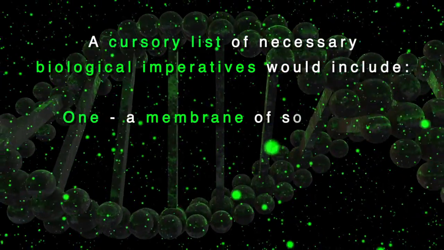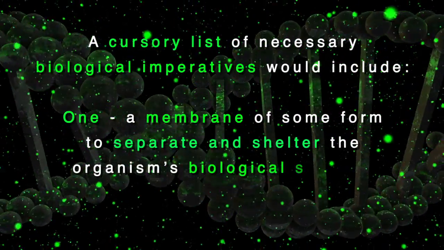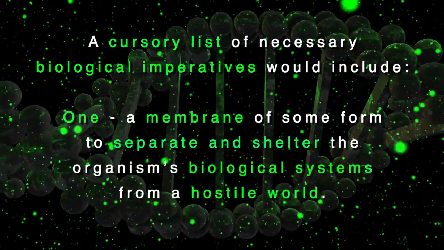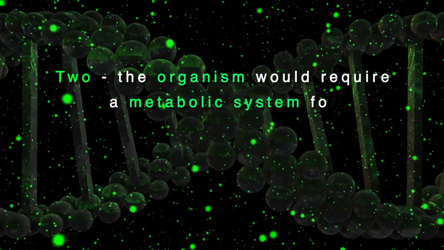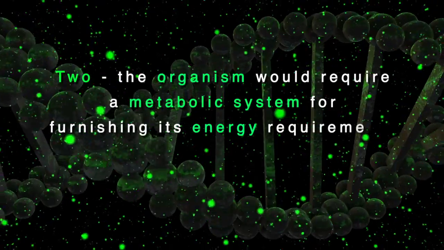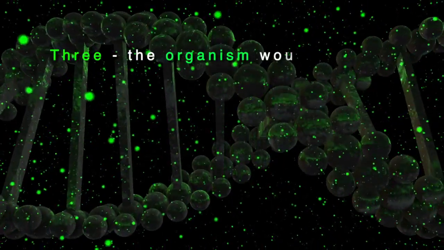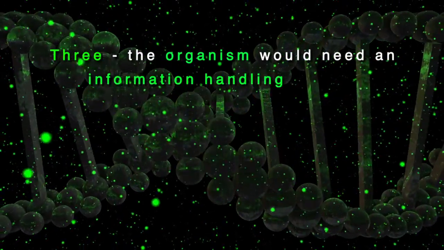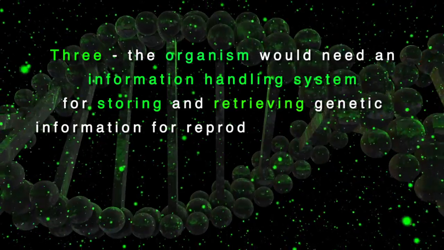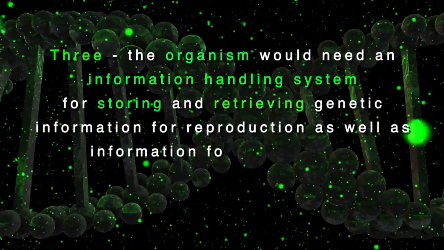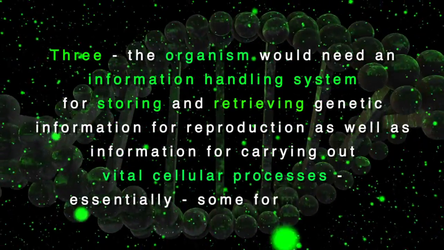A membrane of some form to separate and shelter the organism's biological systems from a hostile world. 2. The organism would require a metabolic system for furnishing its energy requirements and building organic material. 3. The organism would need an information handling system for storing and retrieving genetic information for reproduction, as well as information for carrying out vital cellular processes, essentially some form of DNA.